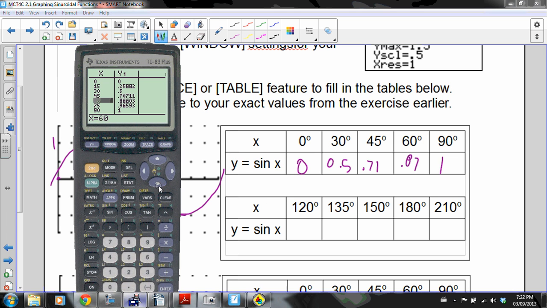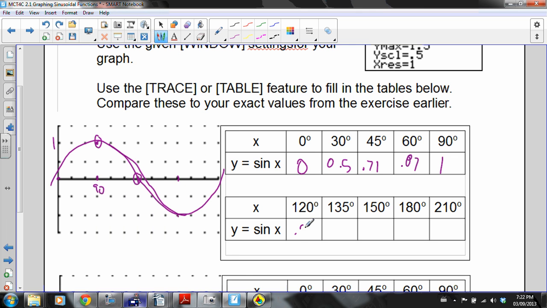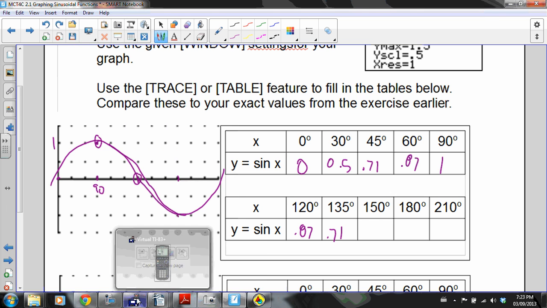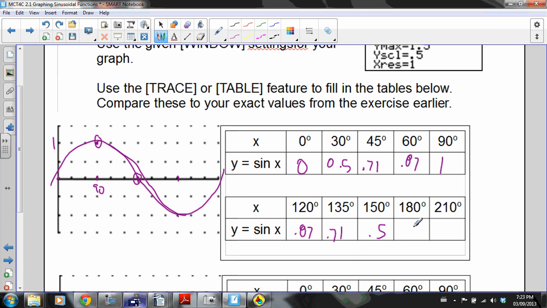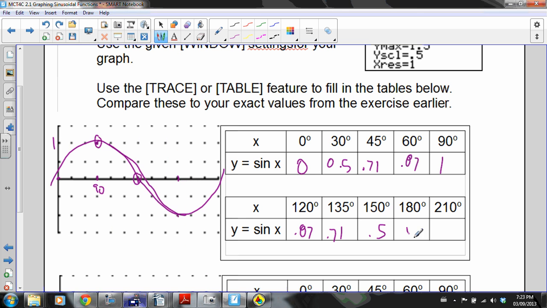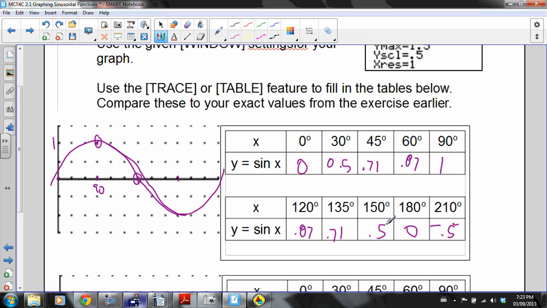120, if I scroll down here a little bit, 120 was 0.87. And I'll let you decide whether the table function is easier or the trace function is easier. And 150 is 0.5. 180 is 0, right? It should be 0. 210 was negative 0.5. Finally, we get in the negatives, and so on, right? And this is this graph, rather, done on the graphing calculator.